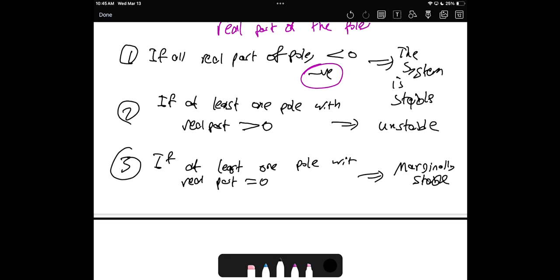So basically, the stability can be determined by looking at the poles. If the real parts of all of the poles are negative, then the system is stable. There is no problem. If one of the poles is located at zero, with zero real part, then it's marginally stable. If one of them is more than zero, then it's unstable. But if you have one pole that's positive and one pole that's zero, the positive will make it unstable. That's why I say at least one pole.